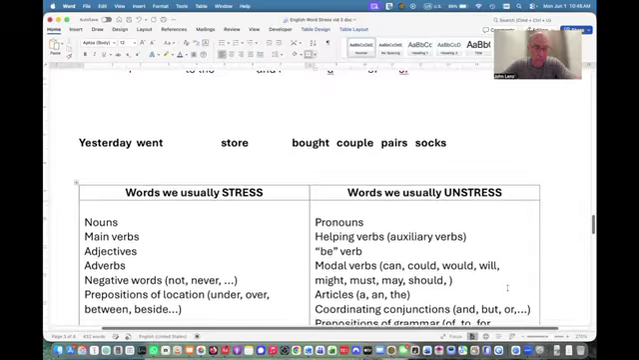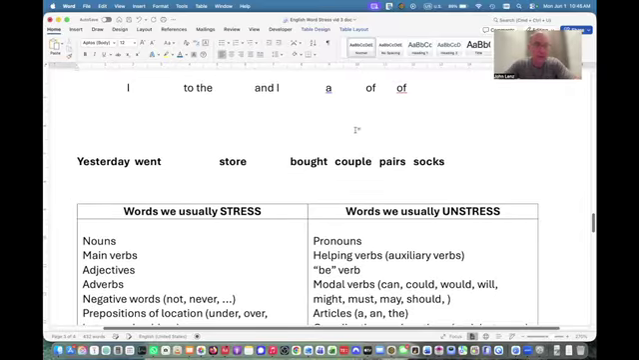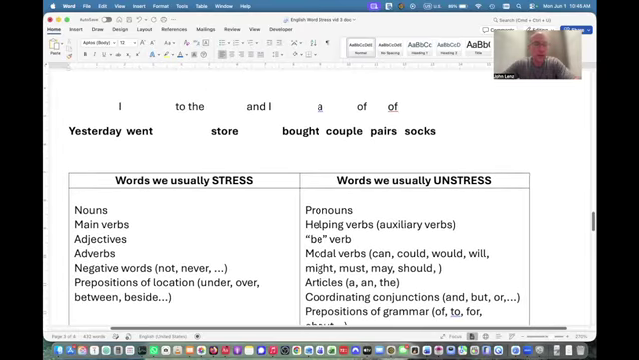So now if we look above and we have our sentence from before, we had our two groups of words. Yesterday, that's a noun, stress it. I, pronoun, don't stress it. Went, main verb, stress it. To, preposition, don't stress. The, article, don't stress. Store, noun. Coordinating conjunction, no. I, no. Bought, main verb. A, article. Couple, noun. Preposition of, no. Pairs, noun, yes. Of, preposition, no.